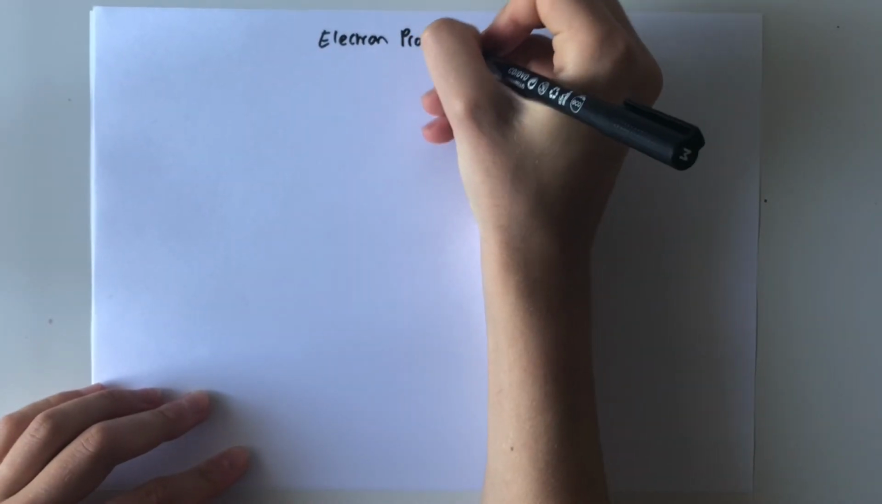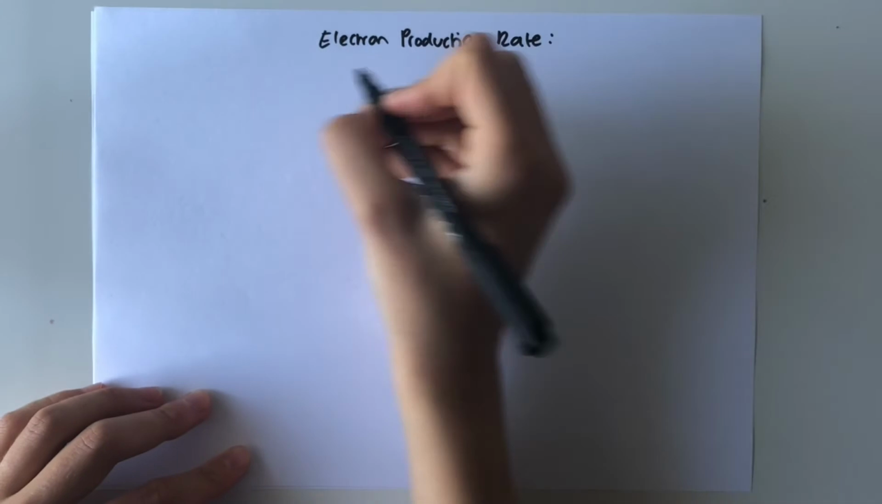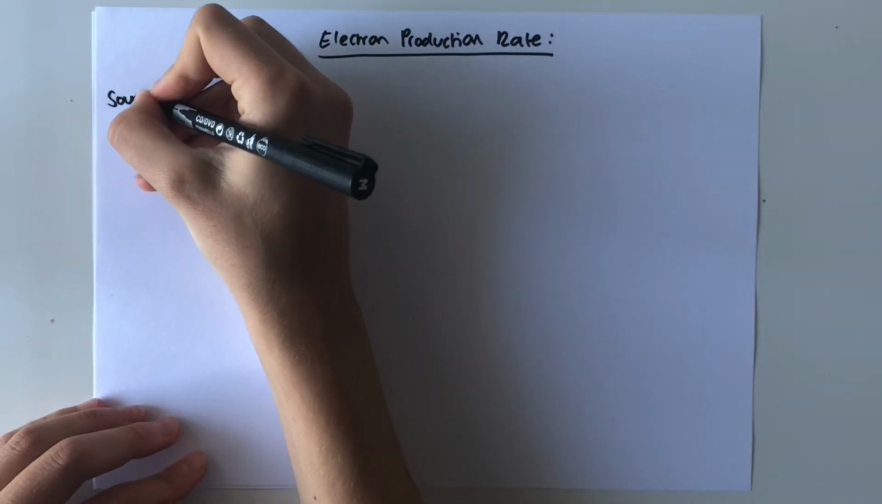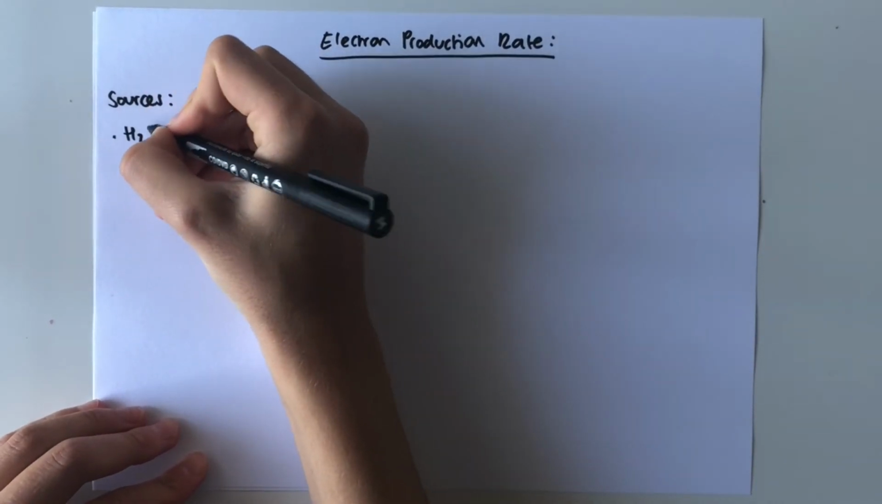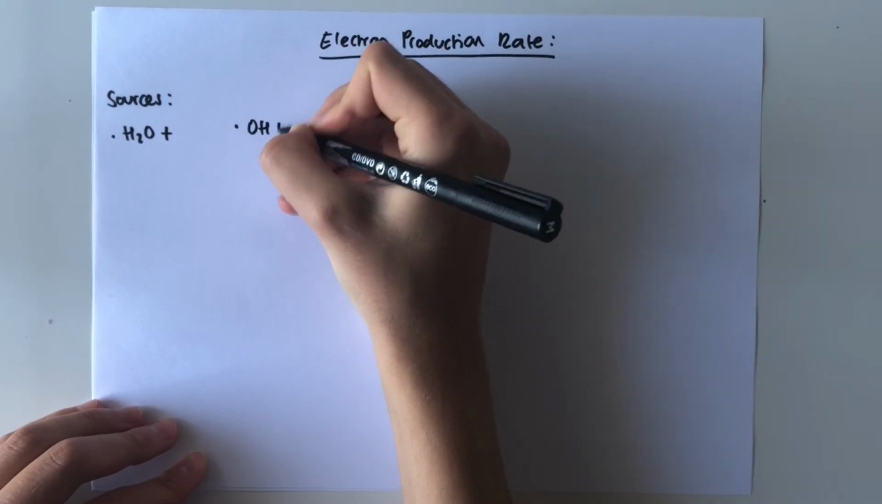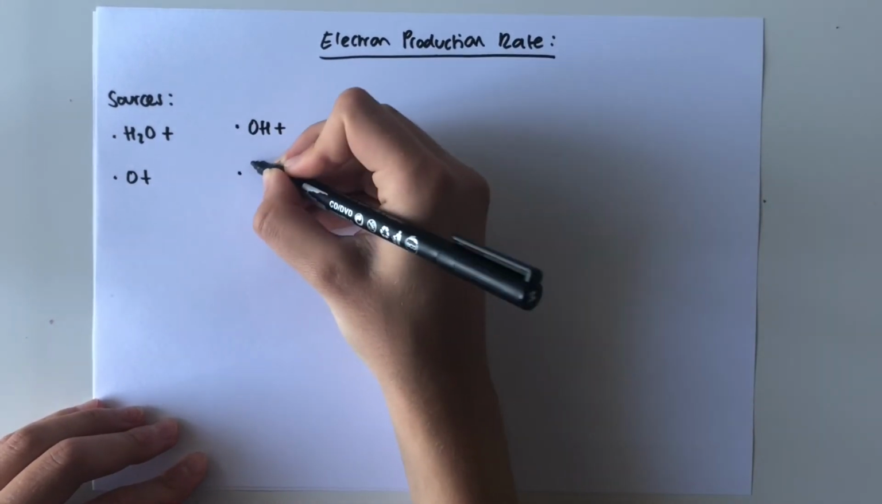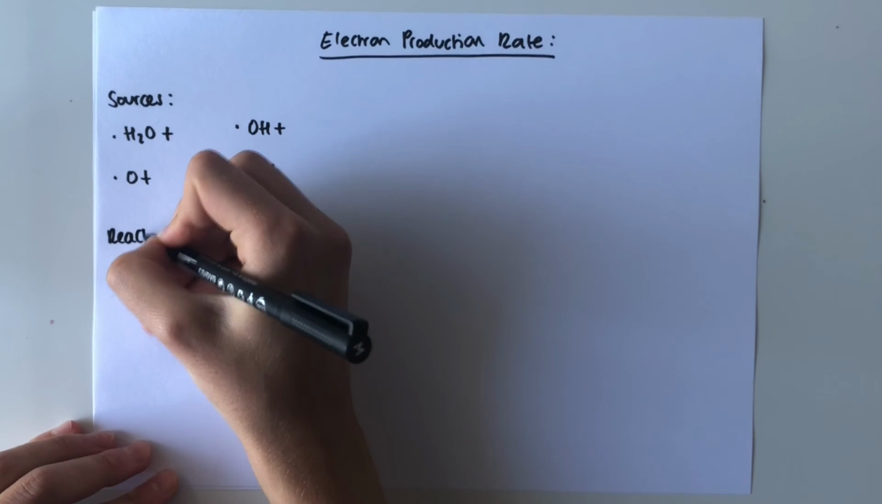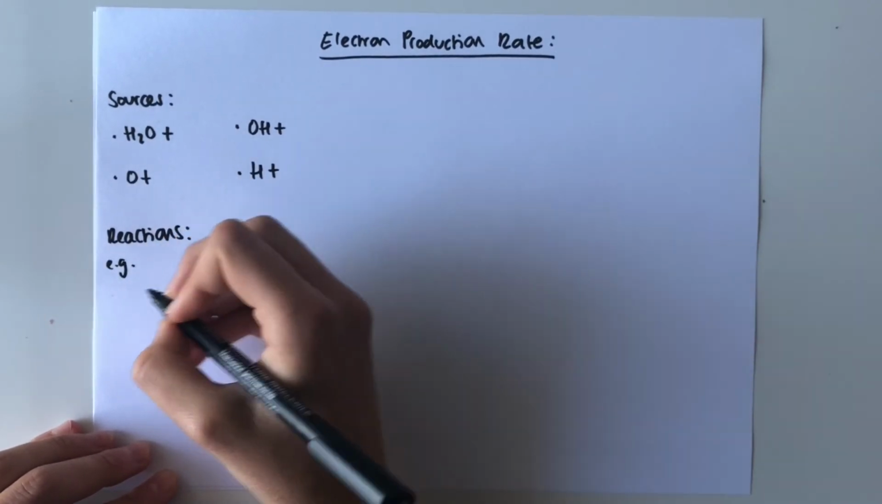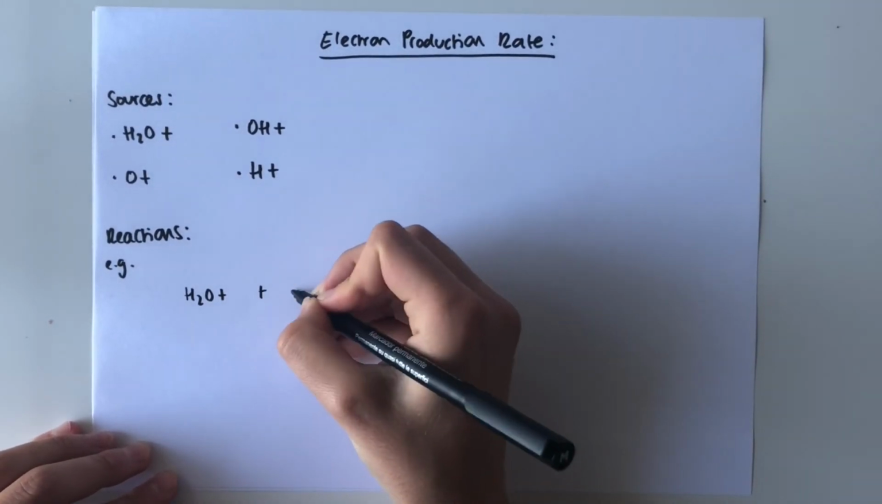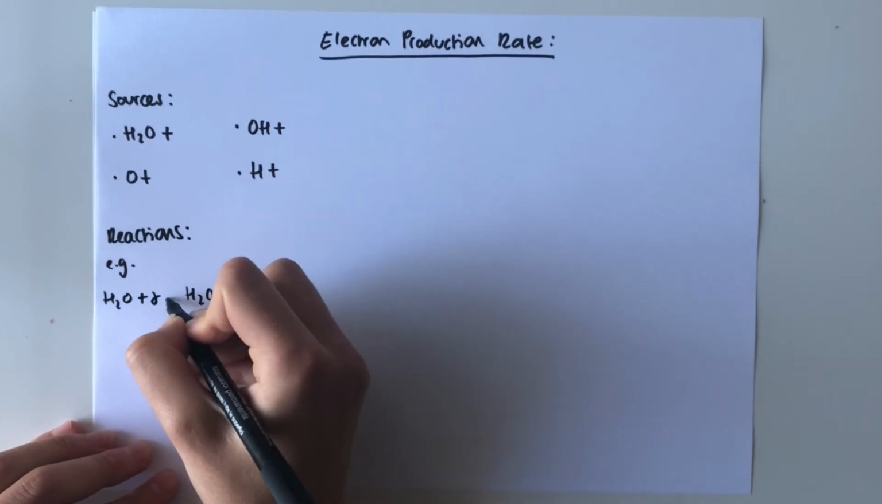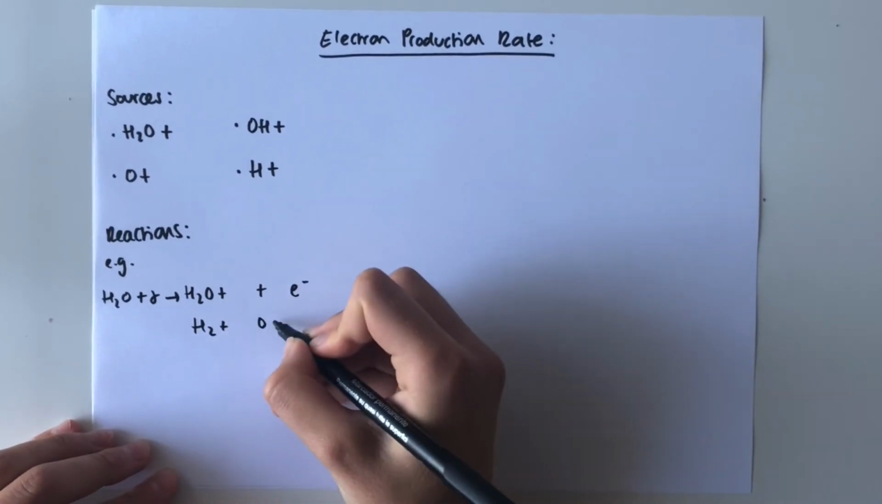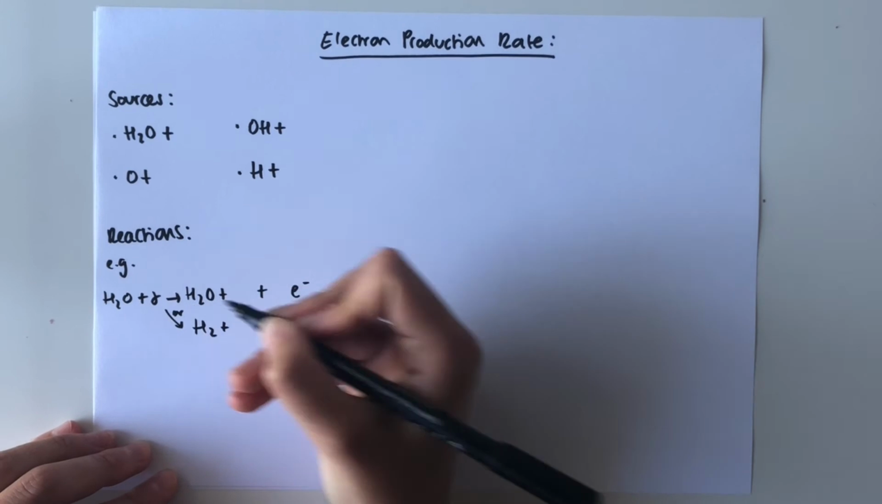The electron production rate, as the name implies, is the number of electrons produced per second. Some of the sources we evaluated in our project were H2O+, OH+, O+, and H+ ions. An example of a reaction that can take place is the formation of H2O+ and an electron from water, or similarly, hydrogen, an oxygen ion, and an electron from water.